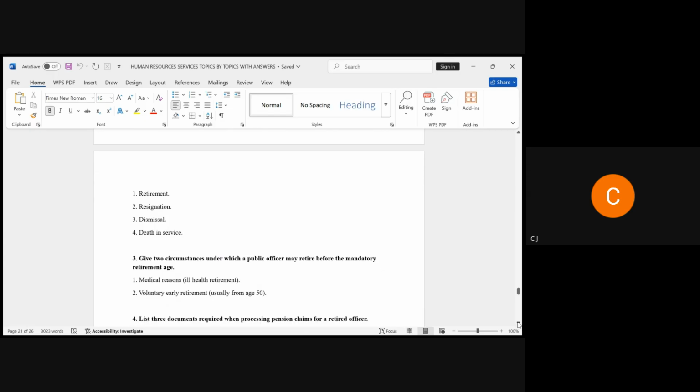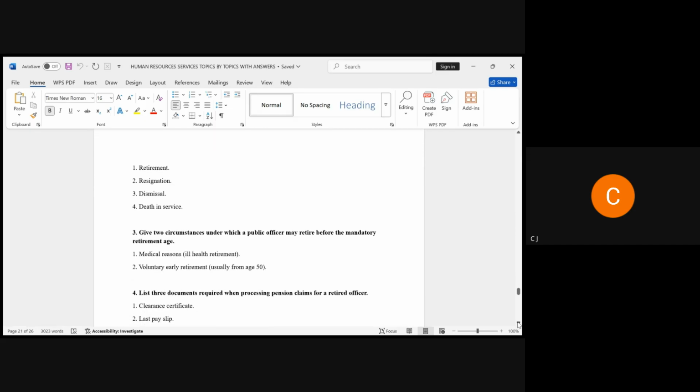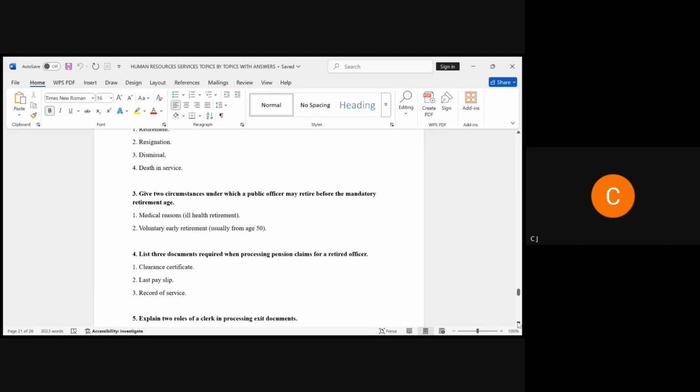List 3 documents required when processing pension claims for a retired officer. Documents required, hiyo ni clearance certificate, last payslip, records of service. Number 5, explain 2 roles of a clerk in processing exit document.